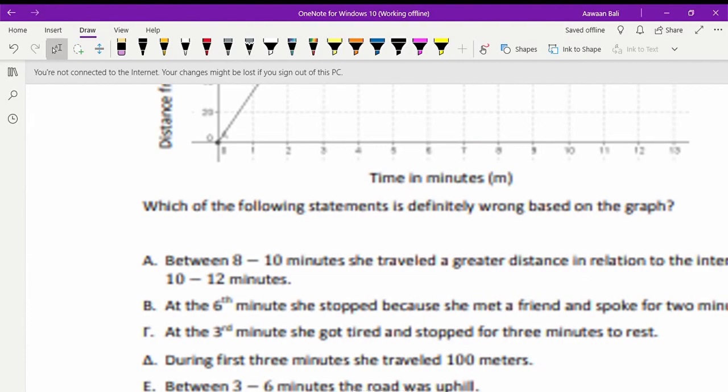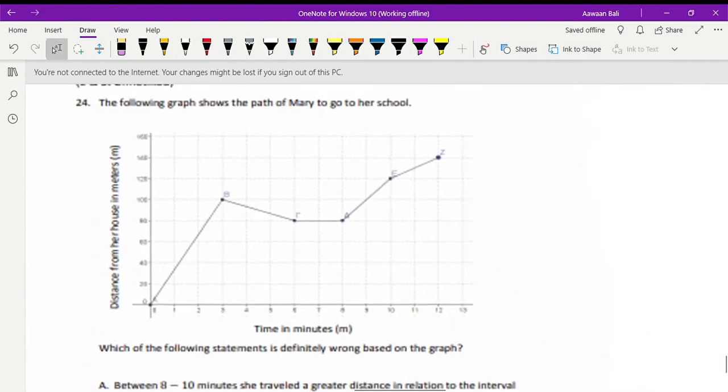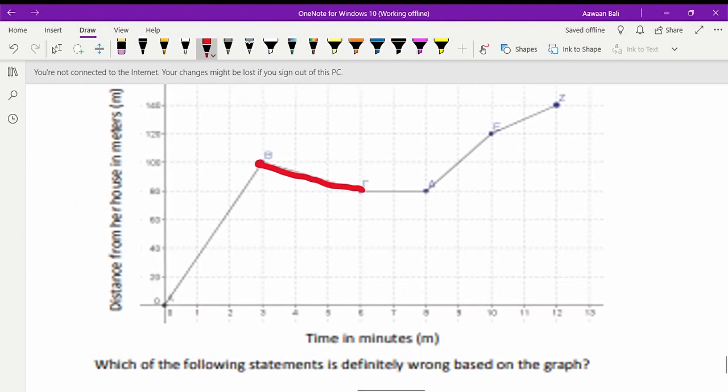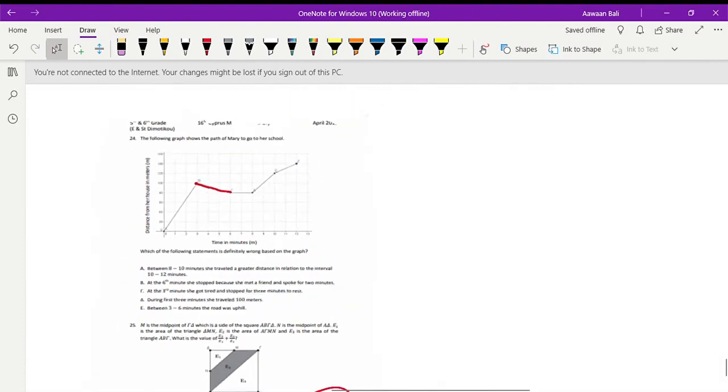And it says that at the 3rd minute she got tired and stopped for 3 minutes to rest. No, look at Eta. It said she was going uphill. But whether it's going up or down, it doesn't mean that she's still not moving, even if she's going up or down. It's just talking about the speed. If it's going down, her speed is slower. If it's going up, her speed is faster. But she's still moving, so therefore Rama's wrong.